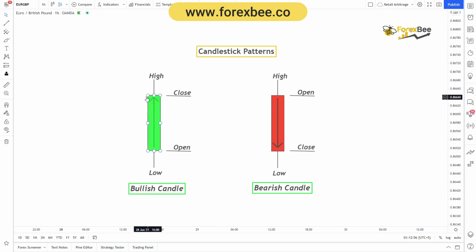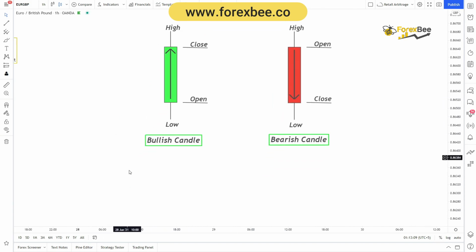Okay, so these are basically two candles that you will actually come across in any trading charts. Okay, so now let me show you by example what I mean.